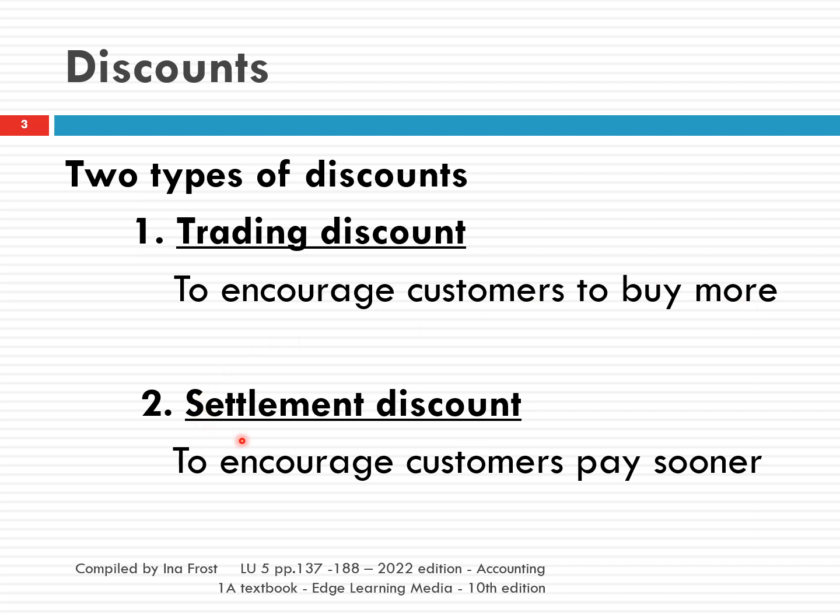And then the other type of discount we come across in our textbook is the so-called settlement discount. This discount we offer our customers to get them to pay us sooner. In other words, this discount is offered to your debtors so that they will pay you sooner. Or creditors can also offer this discount to get their debtors to pay them sooner.